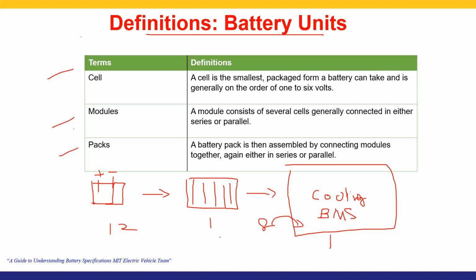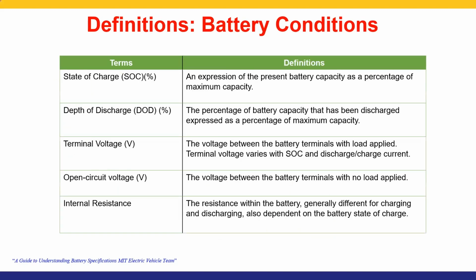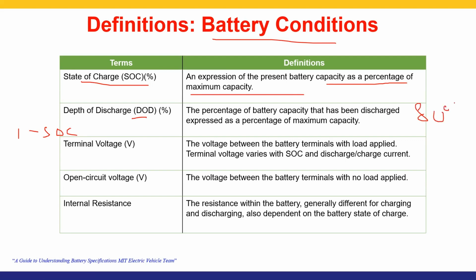Now, let's move to the battery condition. State of charge is defined as the present battery capacity as a percentage of maximum capacity. And the depth of discharge is basically 1 minus the state of charge, SOC. Typically, a battery is discharged to about 80% of the original state of charge. Further discharge of a battery will cause the structures to destabilize.